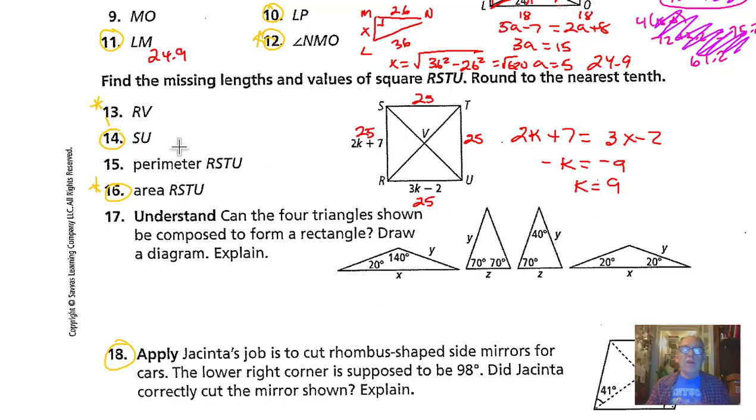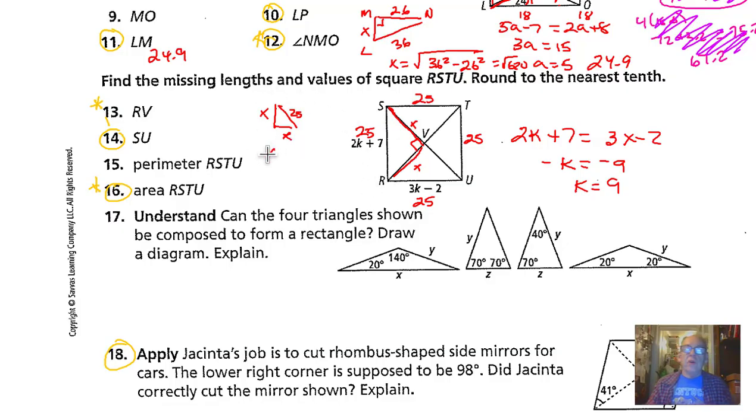They want to find RV for 13. R to V is this half distance in here. So let's see what we could do with that. These two segments are congruent. We could call those X's. And this is a 25. Here's a right angle. So we have A squared plus B squared is equal to C squared. So really, in effect, we're using the Pythagorean theorem on a triangle that looks like this to figure out what this X part is. And that's RV, which is what they want us to find.